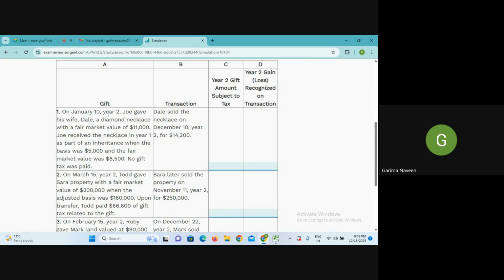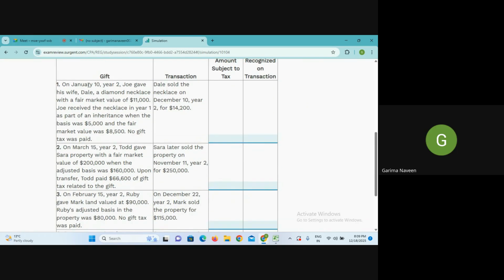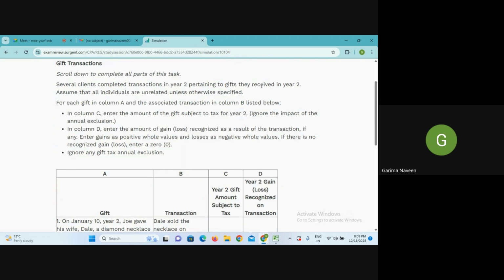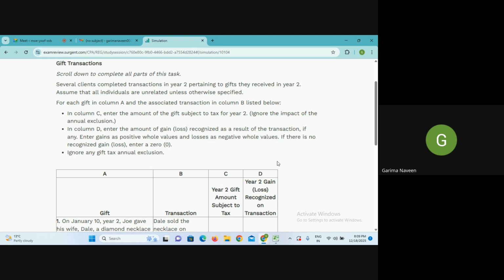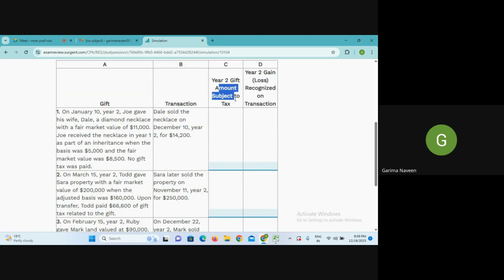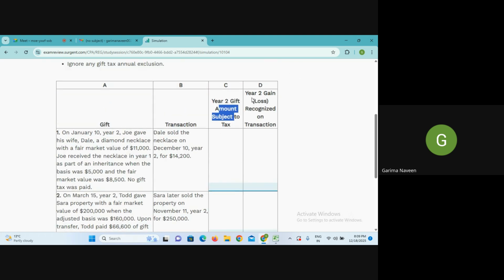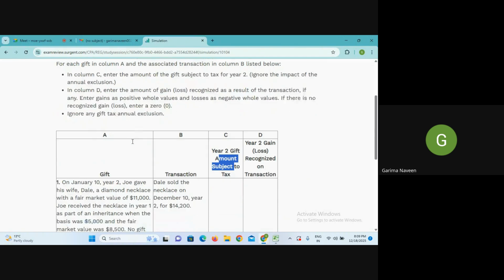Let's see how much we can do today. So first simulation, it is basically related to your gift taxes. Not really gift taxes, basically how much gift you subject to tax and what will be realized gain and loss if you later sold this property.